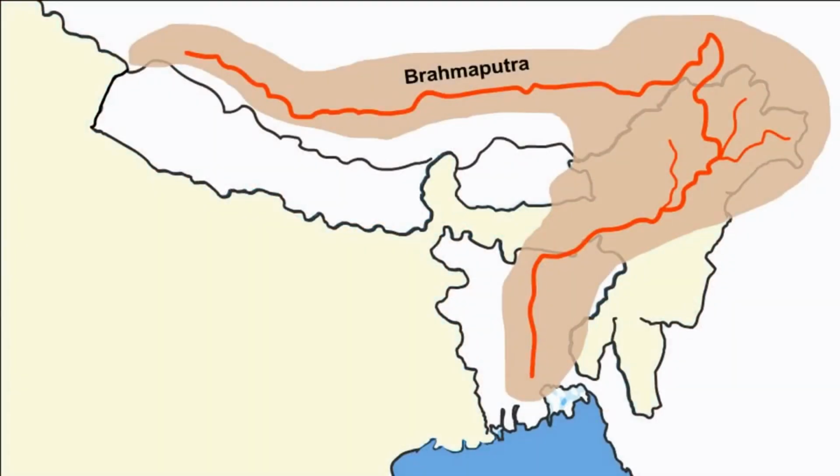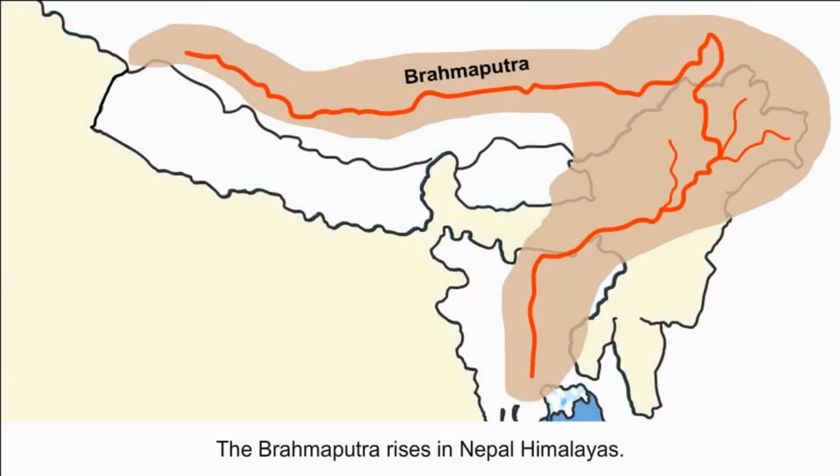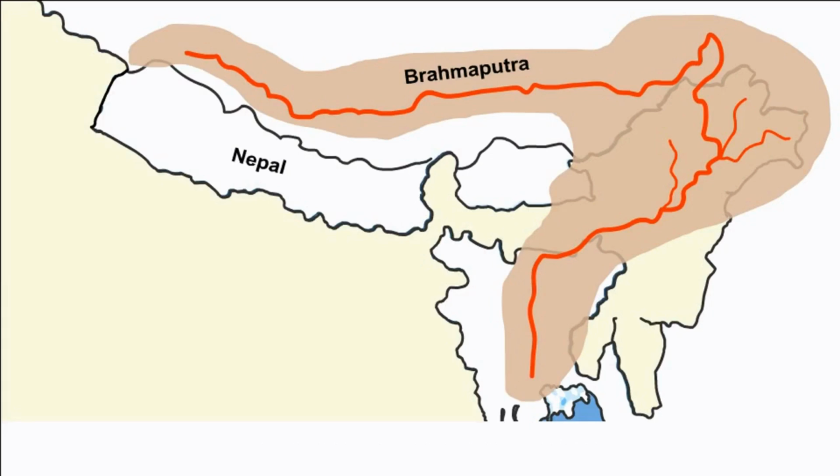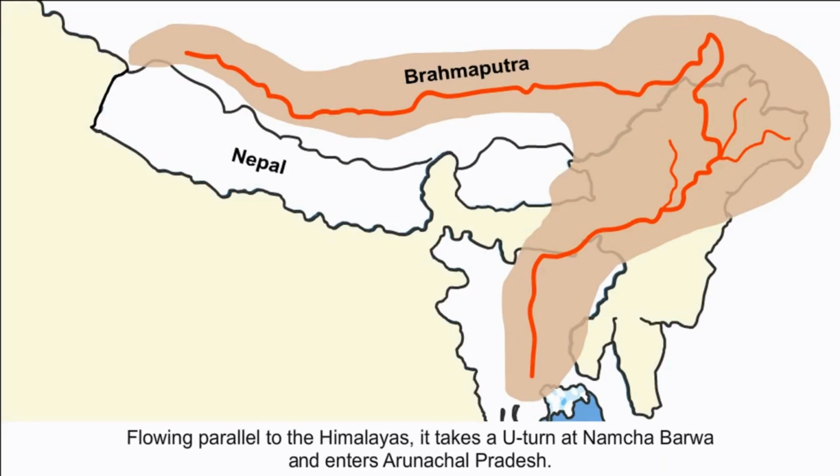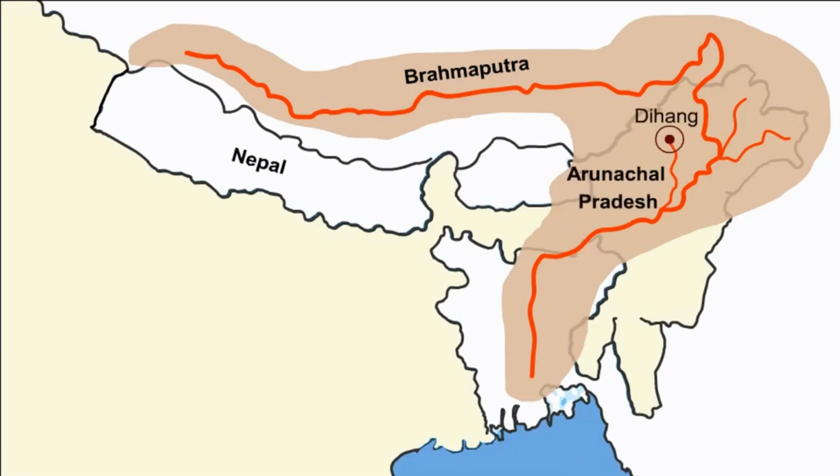The Brahmaputra River System. The Brahmaputra rises in Nepal Himalayas. Flowing parallel to the Himalayas, it takes a U-turn at Namcha Barwa and enters Arunachal Pradesh. It is called Dihang at this point. After major tributaries like Dibang and Lohit join it, it takes the form of Brahmaputra in Assam.